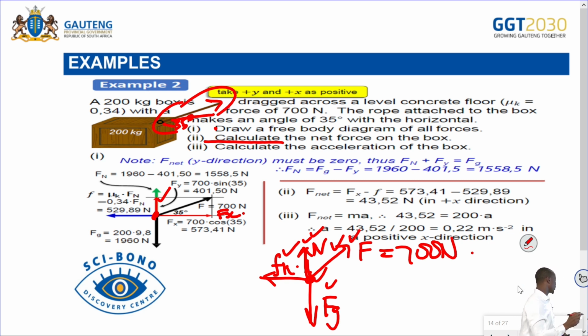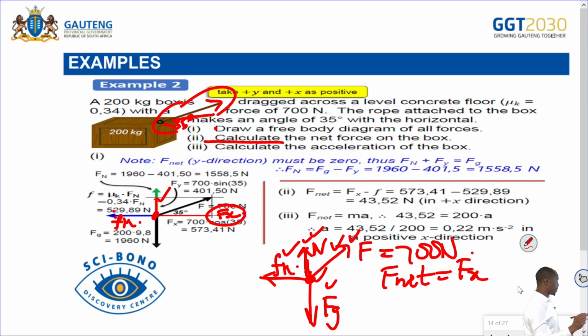So how many forces are horizontal? Is it this Fx and this frictional force? Okay. Then they want us to draw a free body diagram. We have done that. Calculate the net force on the box. So now when it comes to calculation, the force is applied at an angle, so resolve that force into its components so that you'll be able to see all the vertical components and also horizontal components, right?